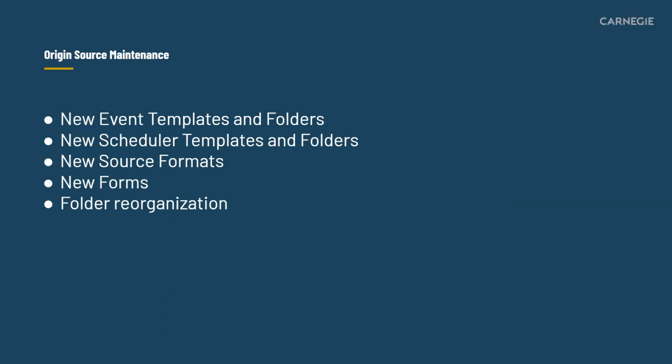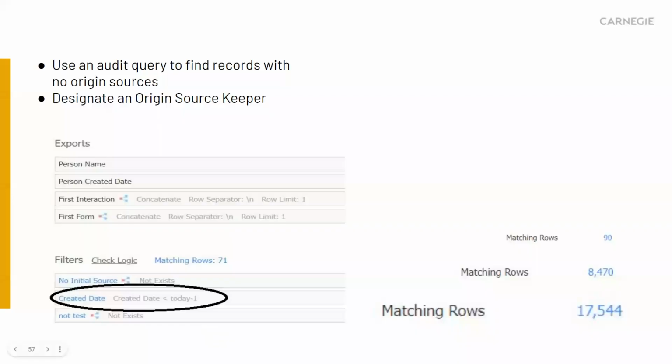So I recommend setting up an audit query so that you can keep track of records that do not have origin sources. This is exactly the same as the query we built to first set up our origin sources. Just be sure you definitely have that created date of today, less than today -1, or maybe less than today -2, to keep an eye on it.